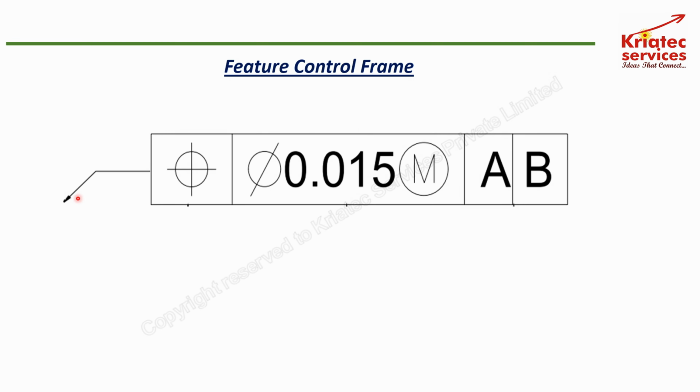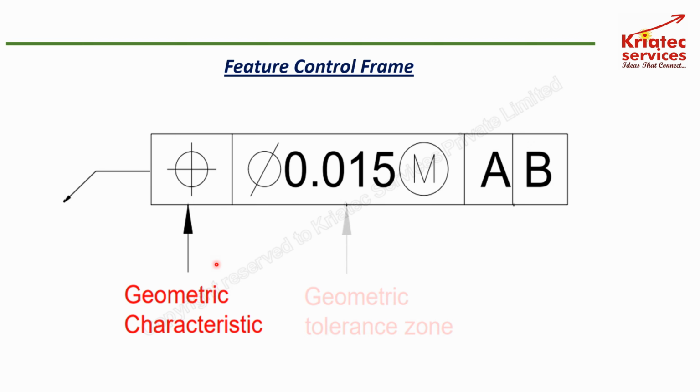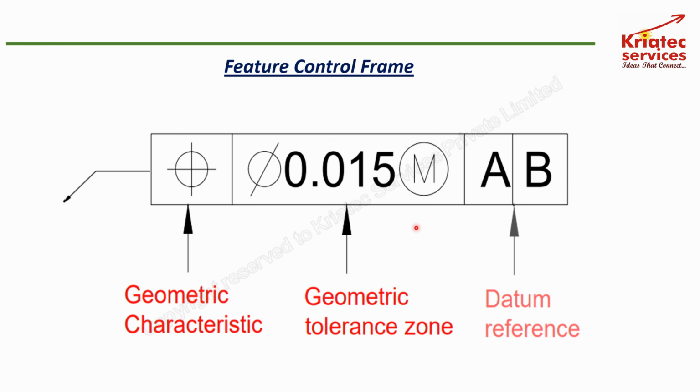The leader arrow points to the controlled feature of the part. The first zone is called the geometric characteristic zone, where we define it with symbols. The second zone is the geometric tolerance zone, where we define the permissible tolerance values for that particular geometric characteristic. And the last zone is the datum reference.